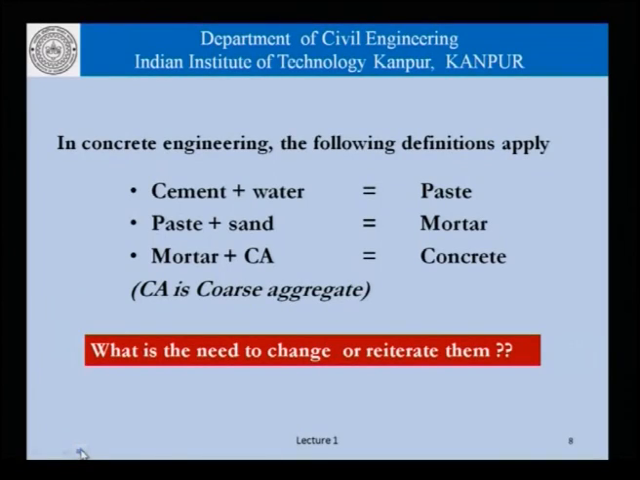To reiterate what concrete engineers always talk about, paste is cement and water. Mortar is sand added to this paste. That is, mortar consists of cement, water and sand. Concrete, our normal understanding says, is coarse aggregate added to mortar. That is, concrete basically consists of cement, water, sand and coarse aggregate.